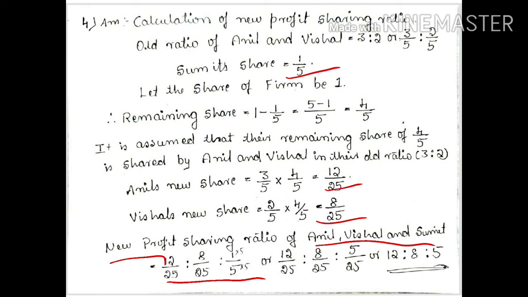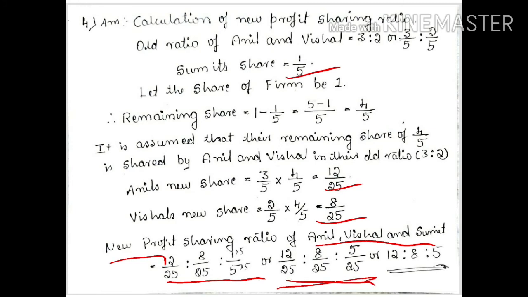Now we have to make this denominator equal. 5 and 1 and 5, if we multiply 1 by 5 with 5, that will be 5 by 25. So it is 12 by 25, 8 by 25 and 5 by 25. This is how we are making the denominator equal.